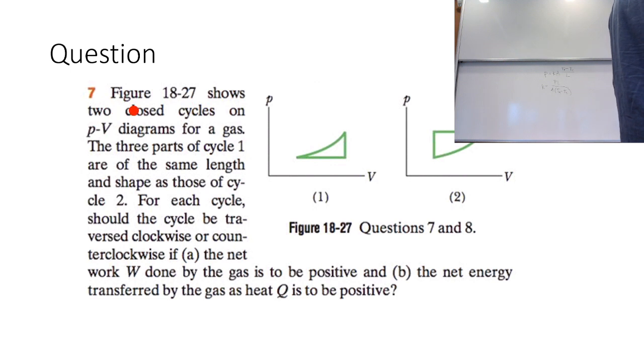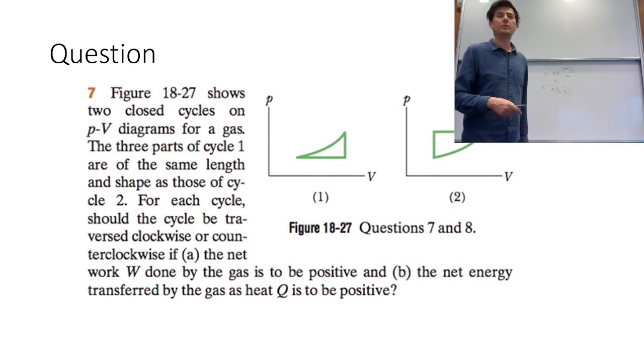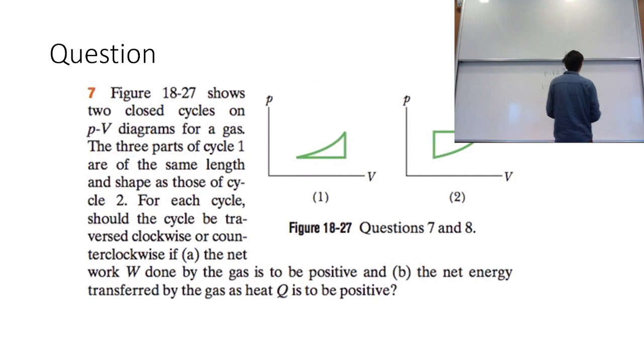So figure 18.27 shows two closed cycles on PV diagrams for a gas. The 3 parts of cycle 1, so I guess this one, are the same length and shape as those of cycle 2, okay? For each cycle, should the cycle be traversed clockwise or counterclockwise if the net work done by the gas is to be positive, and the net energy transferred by the gas as heat is to be positive? Okay, so basically for this one, remember, this is just the final question, just to cap off this chapter, by the way. It's not related to this one.